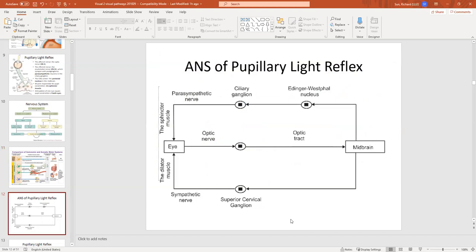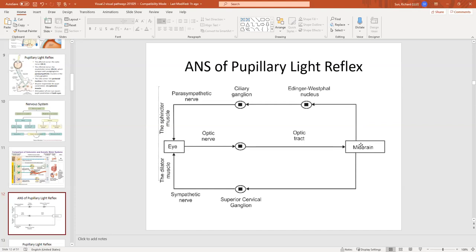So this is the pupil muscle control, controlled by the autonomic nervous system. It has two branches, sympathetic and parasympathetic. This is the autonomic nervous system of the pupillary light reflex: muscle control, autonomic, sympathetic versus parasympathetic. All right, let's take a look at this one here.